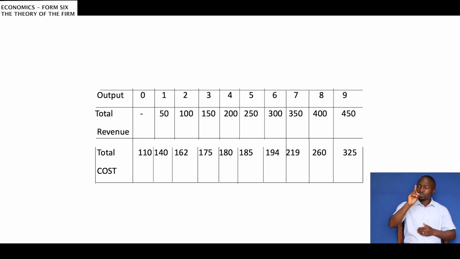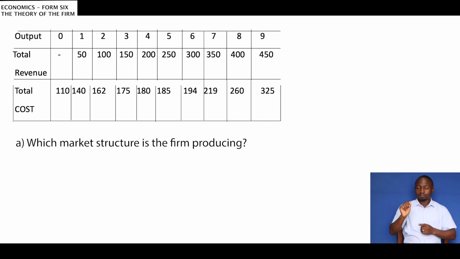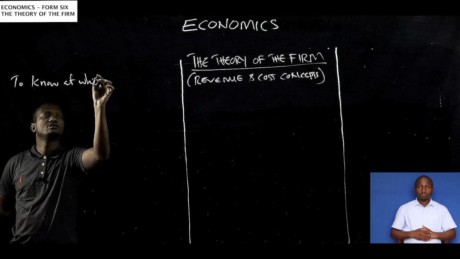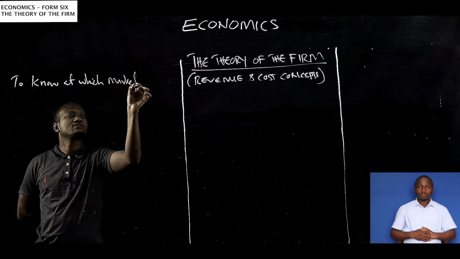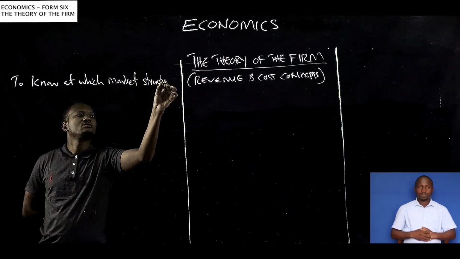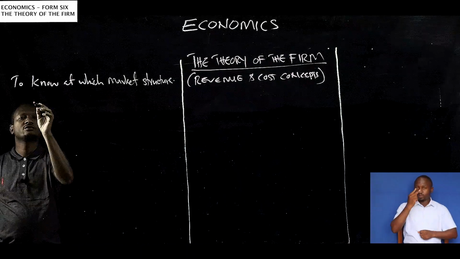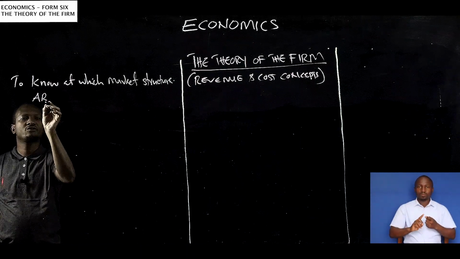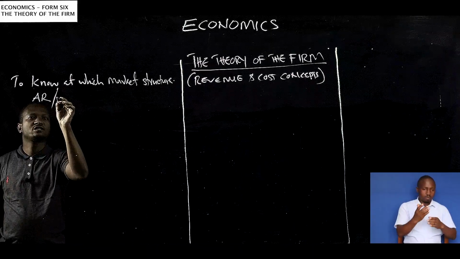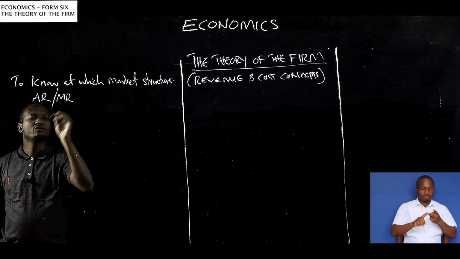So what does the question say? Part A asks: which market structure is the firm producing in? To know at which market structure the firm is producing, first we have to see average revenue. We have to see marginal revenue.